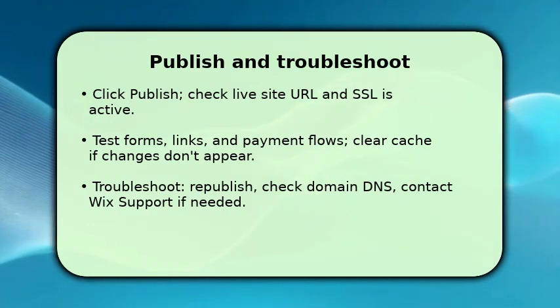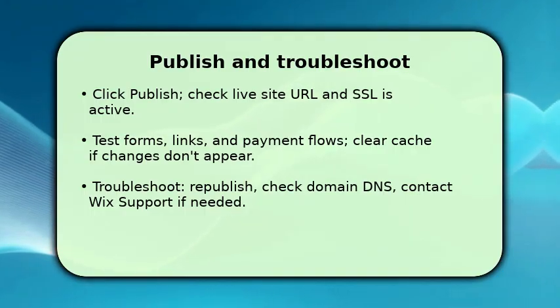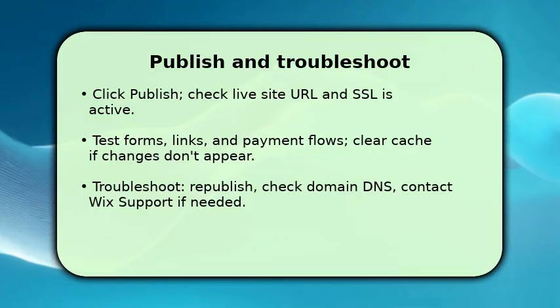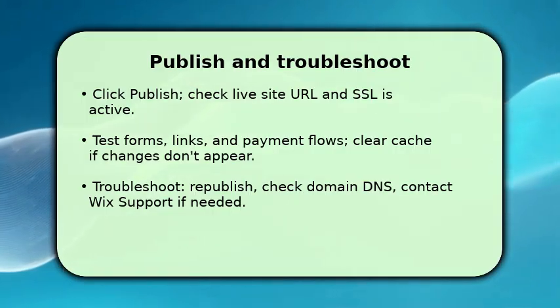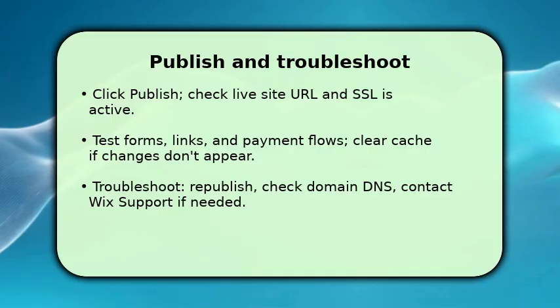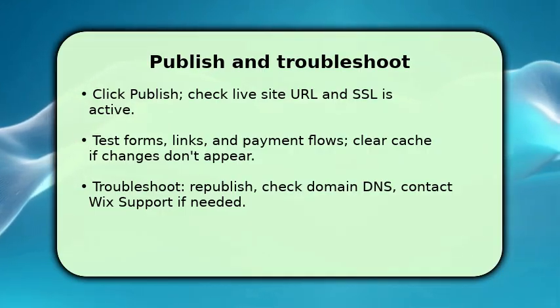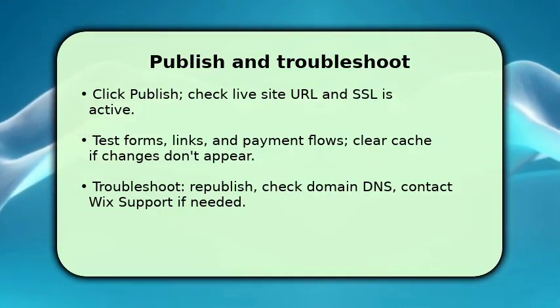Click Publish, then open the live URL to confirm SSL, links, forms, and payment flows work as expected. If updates don't appear, clear your browser cache and try a hard reload. If forms fail, check app settings and spam filters. For domain issues, inspect DNS records in the Domains panel. If problems persist after republishing and DNS checks, contact Wix support with screenshots and the site ID for faster resolution.